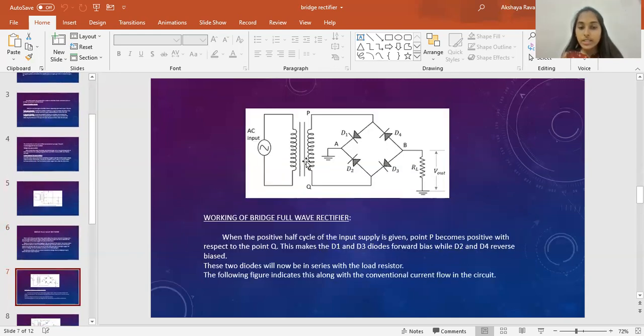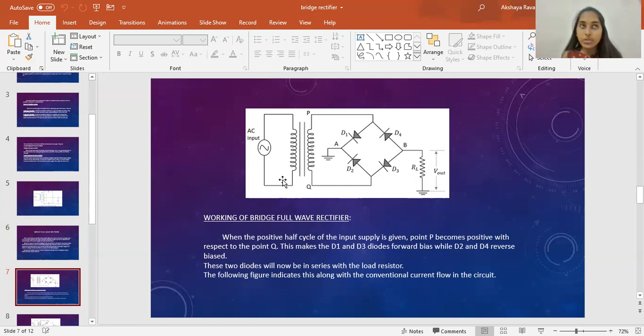In this figure, we can see the bridge full wave rectifier circuit. Here we can see diodes D1, D2, D3, D4 connected in a bridge form, so it is called a bridge full wave rectifier. From point A to point B, point A is grounded and point B is connected to a load resistance, and we can take it as an output load.